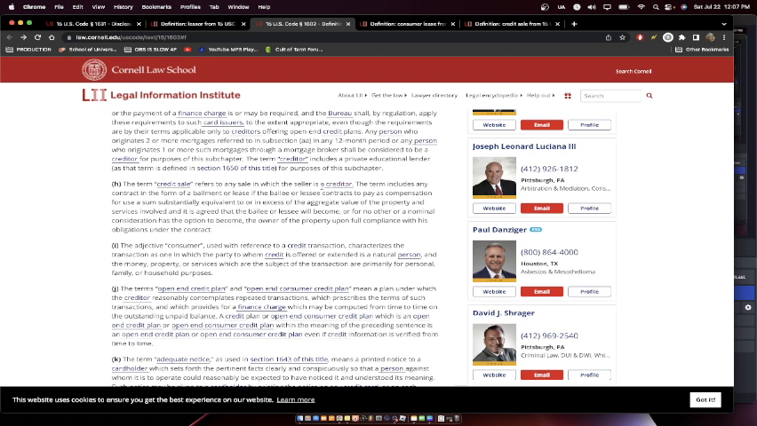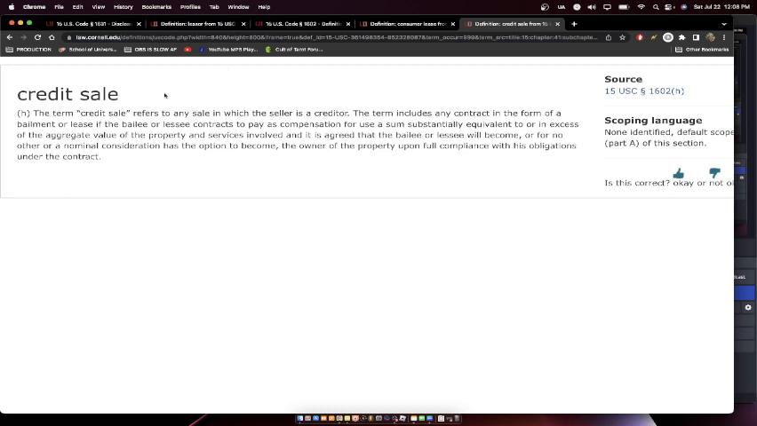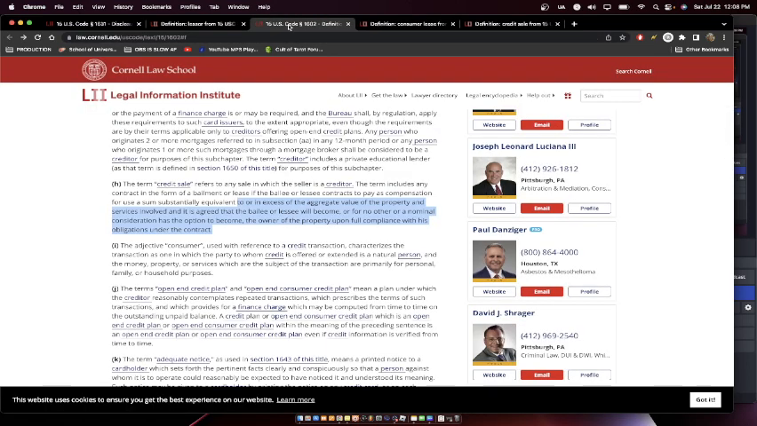Any sale in which the seller is a creditor. So maybe this is talking about a private transaction. So this sounds private. A credit sale, any sale in which the seller is the creditor. It doesn't say that the lessor and the seller is the same thing. The leaser and the seller is the same thing.